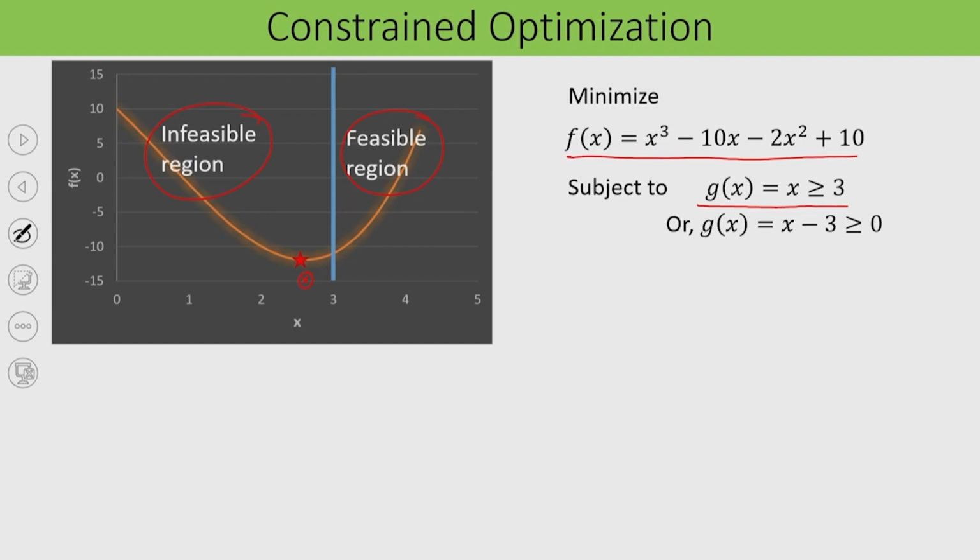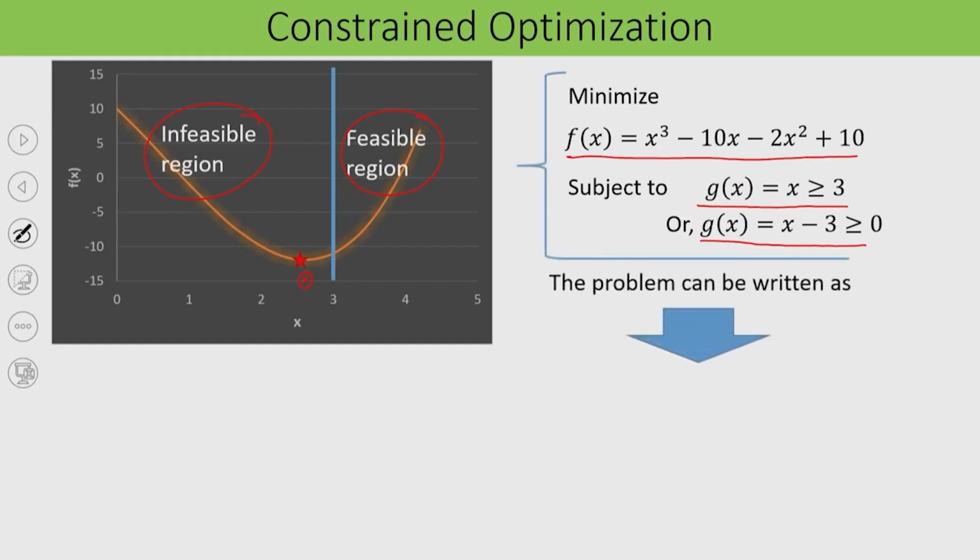Therefore, any solution in the infeasible region is not acceptable. The solution should be in the feasible region. But the unconstrained solution is actually less than 3, so it is not an acceptable solution for us. We have to get a different solution which will satisfy the constraint function, that will be in the feasible region. So, I can write g(x) equal to x minus 3 greater than or equal to 0.